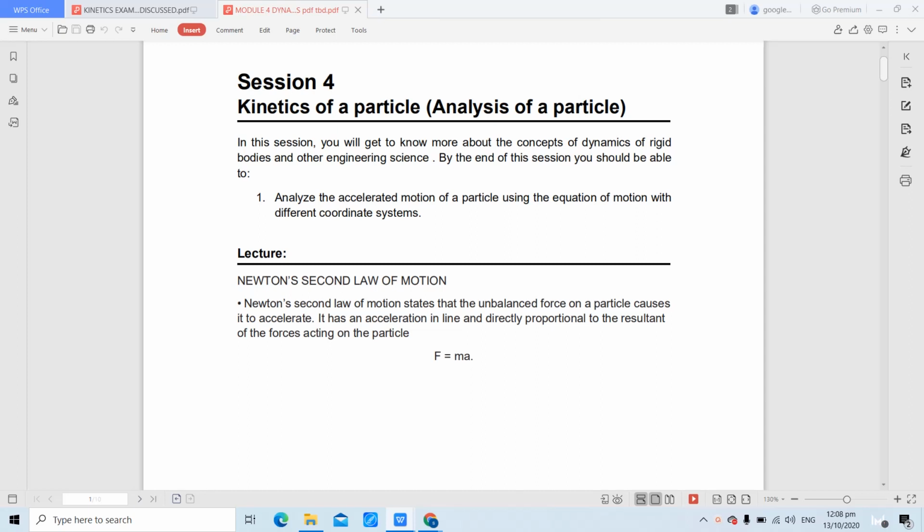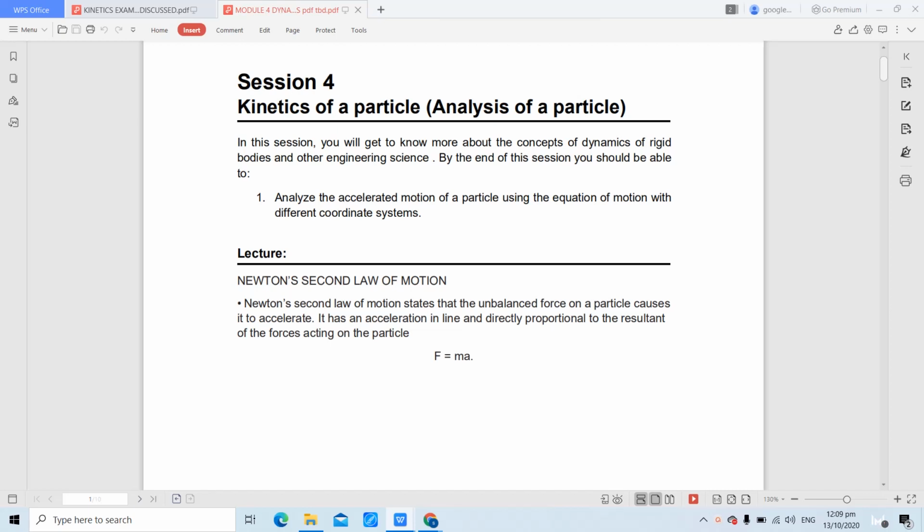Okay, so our topic for today is regarding kinetics of a particle. So we have here the analysis of a particle. Here we are going to analyze the accelerated motion of a particle using the equation of motion with different coordinate systems. Depende yun sa motion ng ating given body or particle sa ating system na binigay.